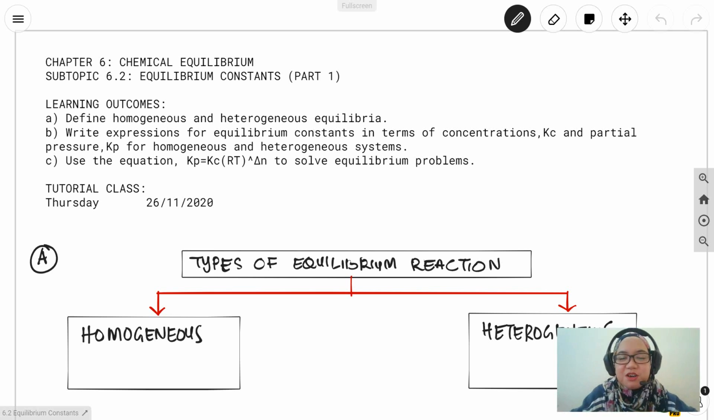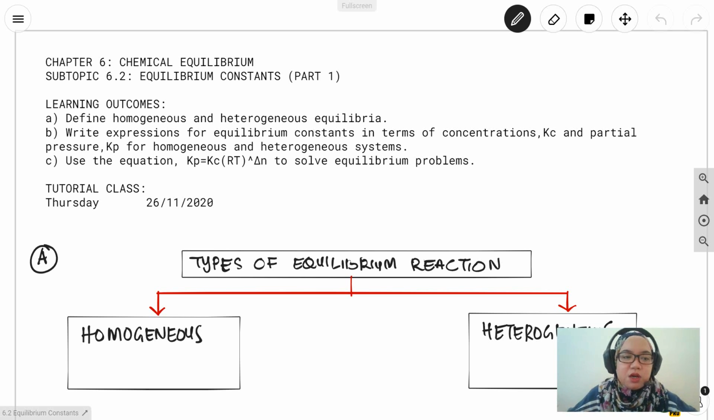So today we are going to continue with our tutorial. We are going to continue with chapter 6 chemical equilibrium, subtopic 6.2 equilibrium constant part 1. Since there is a lot of topic for subtopic 6.2, I divided it into two parts, part 1 and part 2. So we are going to look at part 1 first.